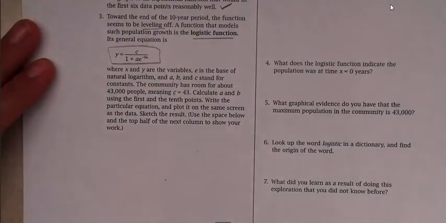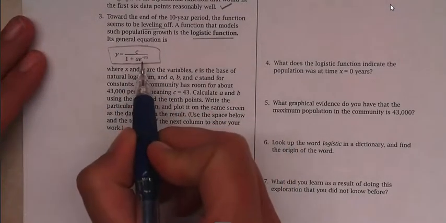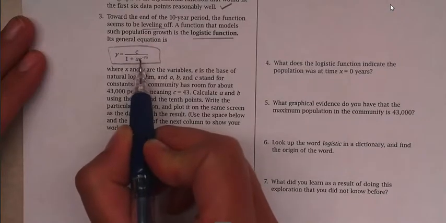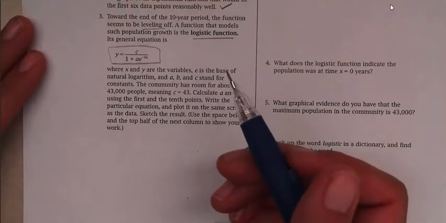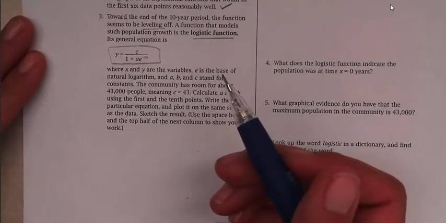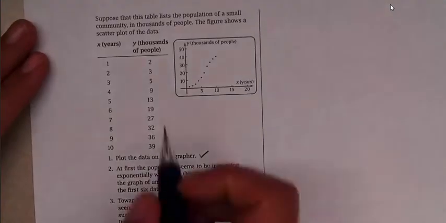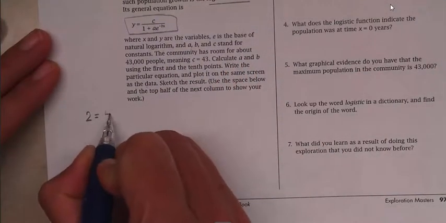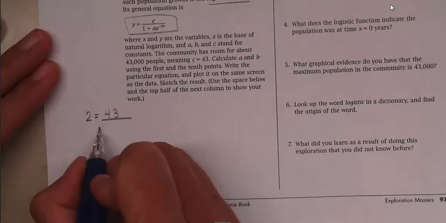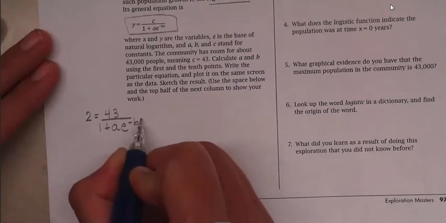All right, so I'm going to use this general equation. I know C, and I can get some y's and x's. What I don't know is A and B. So I'm going to need to solve for A and B, which means I need a system of equations. I'm going to need 2 of them because I've got 2 variables to solve for. Using my first data point, 1, 2, I can write my first equation. So 2 equals 43, which is what they told me C was going to be, over 1 plus A times e to the negative b, and then x was 1.